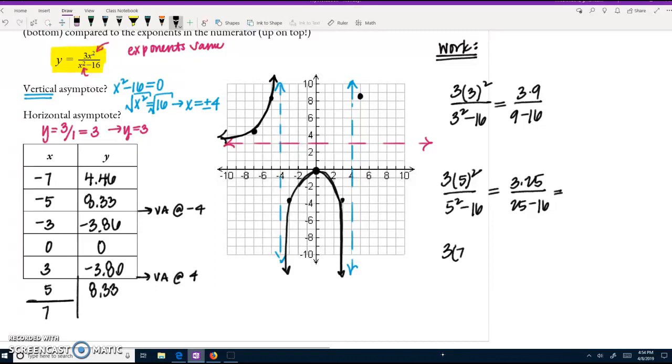And then when I plug in 7, 3 times 7 squared over 7 squared minus 16. This will be 3 times 49 over 49 minus 16. And that value is going to give me 4.46. So 7 and then 4.46 is right about here. So this piece of the graph is going to come this way.